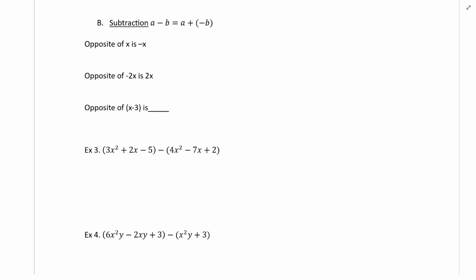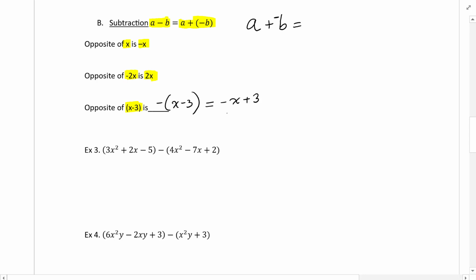Let's take a look at some subtraction problems. So first of all, let's keep in mind that a minus b is actually a plus the opposite of b, so negative b. So when we have a minus b, we add and we put the opposite of b. So any subtraction is going to become an addition. So let's keep in mind that the opposite of x is negative x, the opposite of negative 2x is 2x, the opposite of x minus 3, well, that would be negative the quantity x minus 3, which if we open the parentheses is going to be negative x plus 3. We change all the signs.